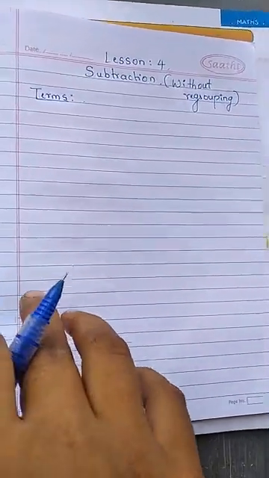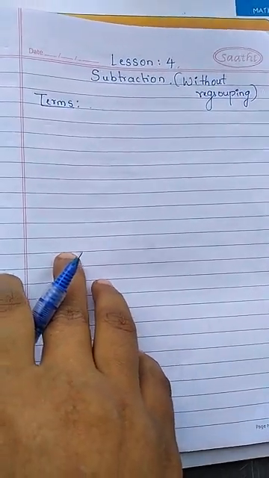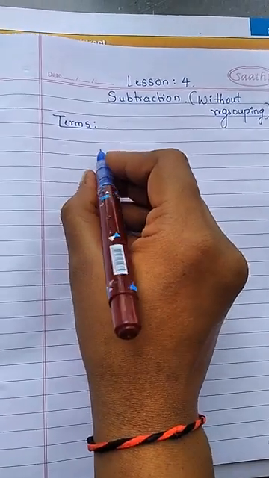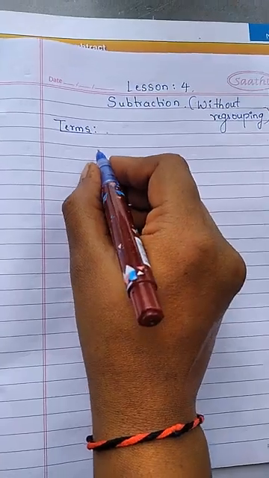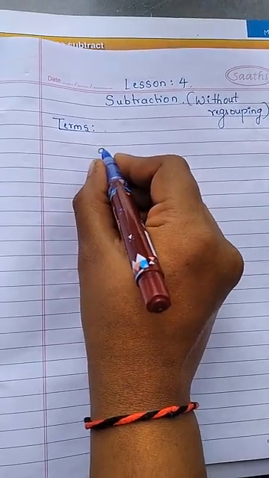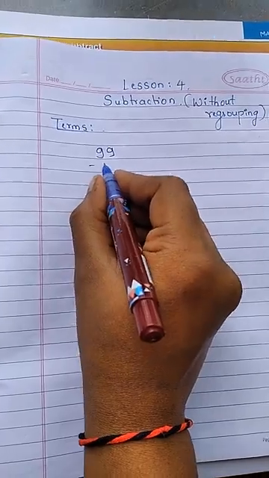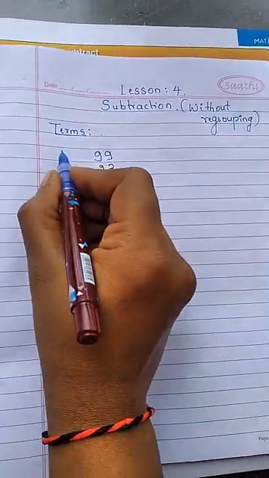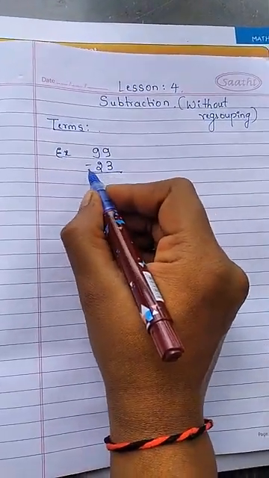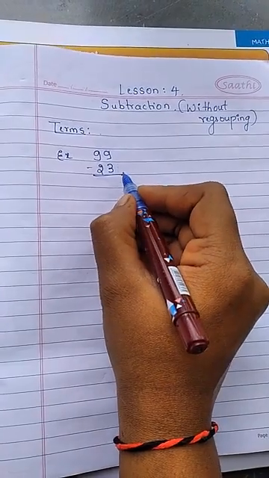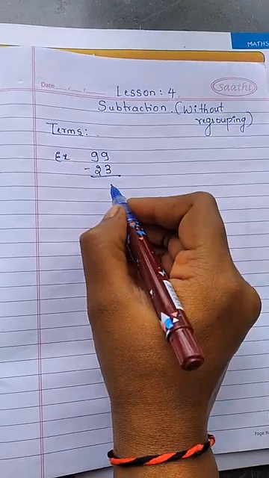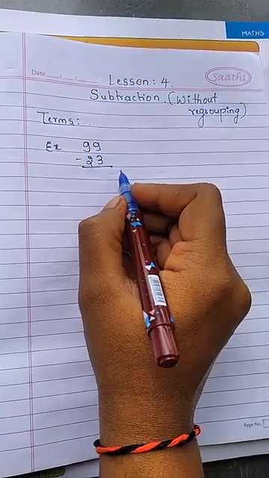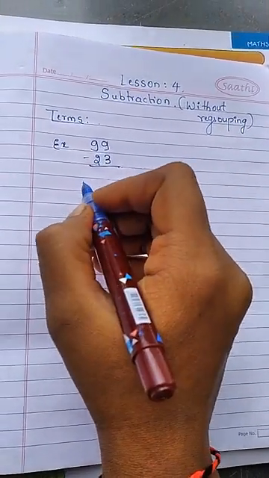Okay, subtraction without regrouping. Before going to the properties, let us study the terms. If I take one subtraction example, 99 minus 23. If it was addition, this one is called the first addend, this one is called the second addend, and the answer after addition is called the sum, that you have studied in the previous lesson.